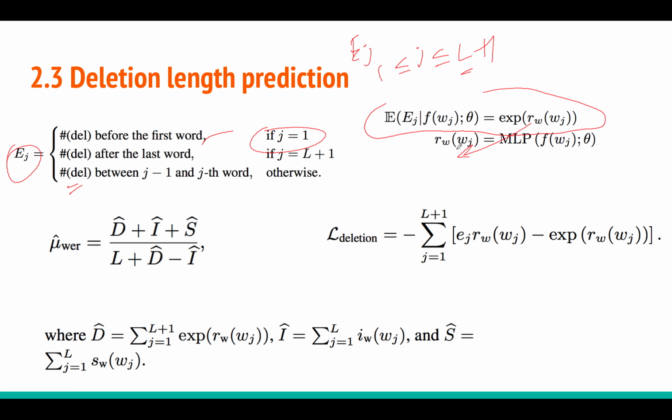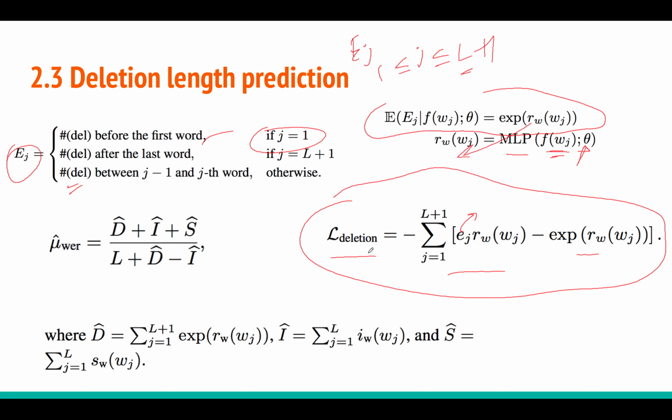Here R_w of W_j is basically a transformation through an MLP of this word feature given the parameters theta, right? And the final loss looks like this, it is a cross entropy, the maximum likelihood loss. E_j is the correct number of deletions for the given word W_j. Given this and the predictions, you can just compute the maximum likelihood of this sequence of words W1, W2, and so on, and then the loss will be L deletion.